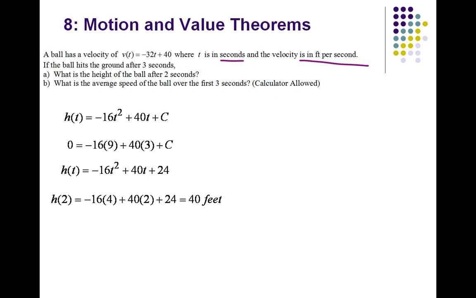Now, for the second part, it's the average speed. There's a key word here, which is speed. Speed is the absolute value of velocity. Average, I want to take the average of this function. So the average is when we do the integral. It's the integral going from 0 to 3, which gives me the total area under the curve.